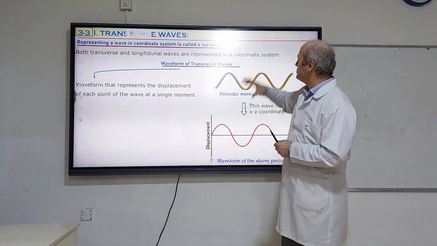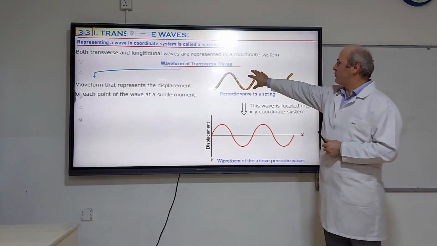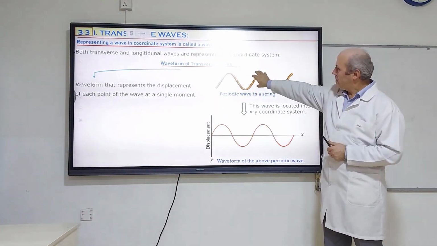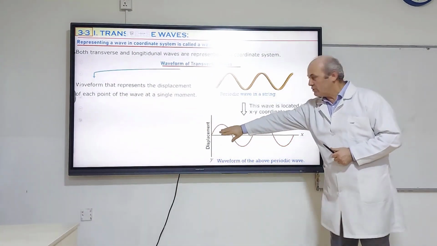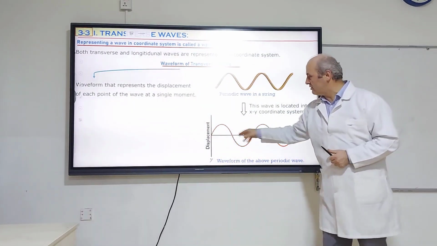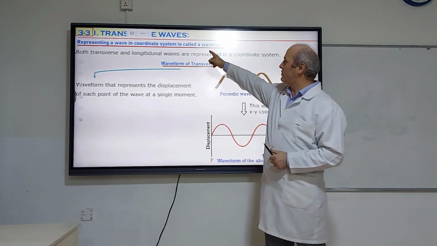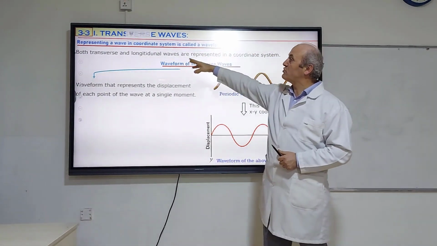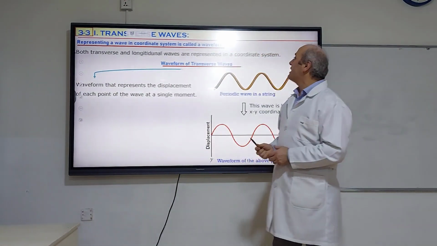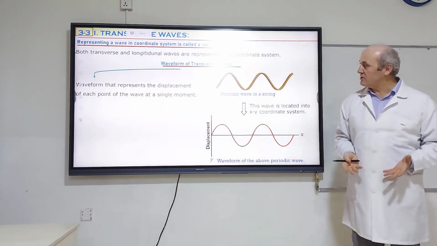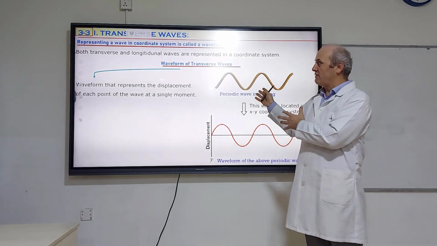Then I am going to take this wave, which is a wave on a rope, and locate it on the coordinate system. So this is called a waveform. Representing a wave in a coordinate system is called a waveform. Both transverse and longitudinal waves can be represented in a coordinate system. This is what the transverse wave looks like.